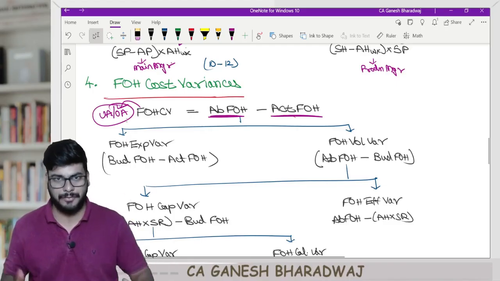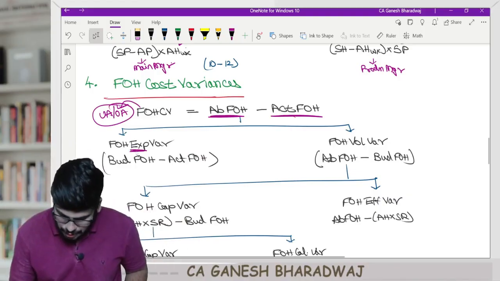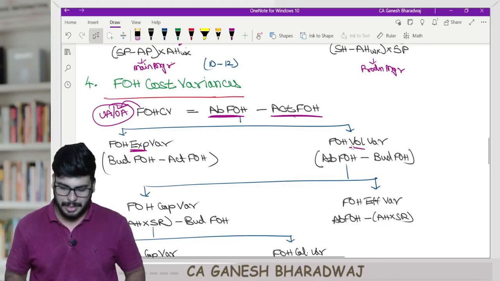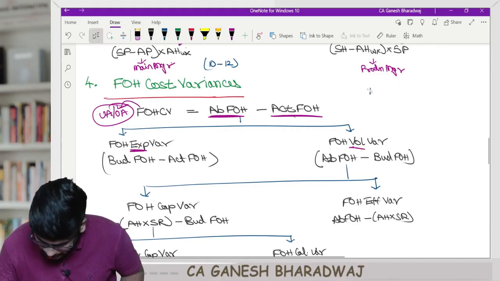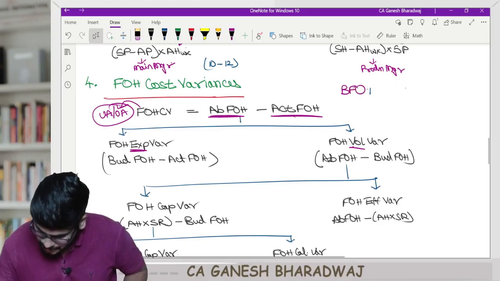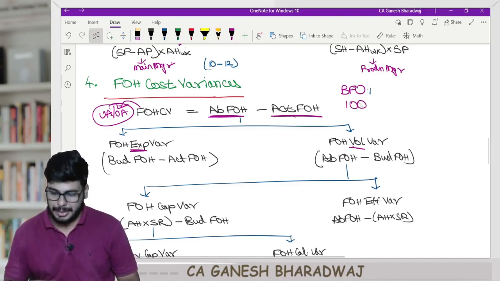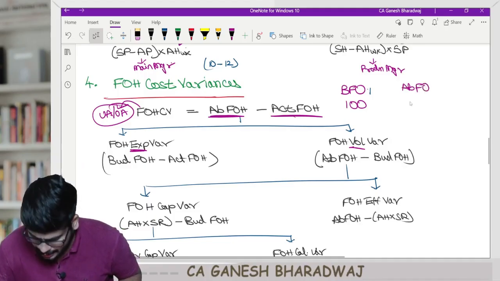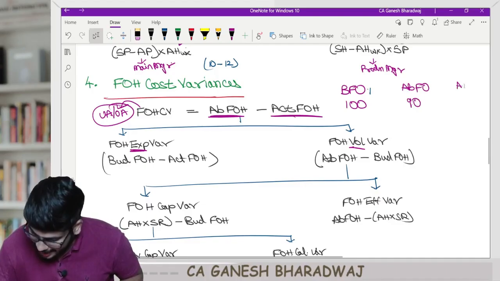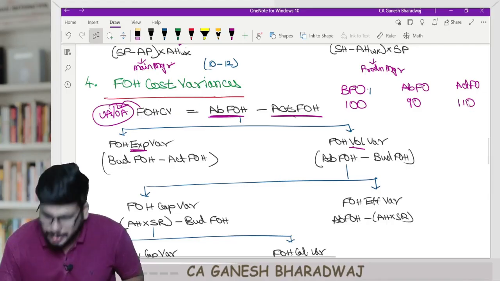So fixed overhead cost variance is basically capturing your under or over absorption. The formula is absorbed fixed overheads minus actual fixed overheads. Now, this gets branched into two: expenditure variance and volume variance. Let me give you an example. You have budgeted fixed overheads. Let's say I budgeted a fixed overhead of 100 rupees, but I absorbed a fixed overhead of, let us say, 90 rupees, whereas the actual fixed overheads were, let us say, 110 rupees. Are you clear with this?